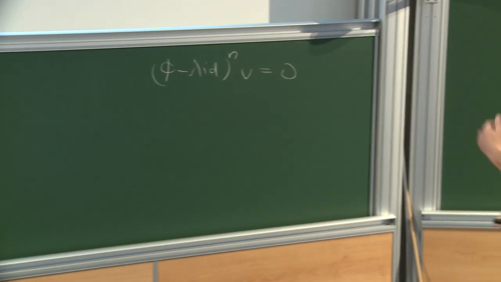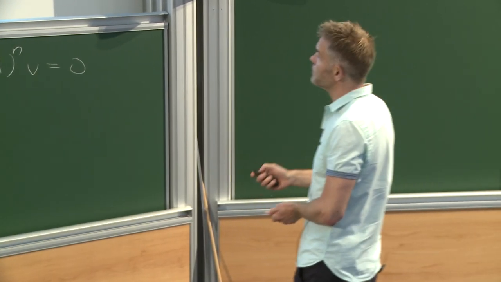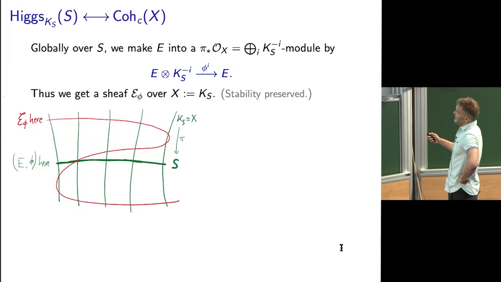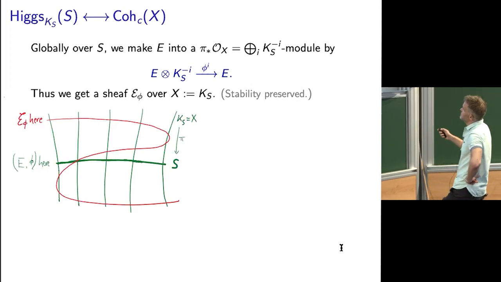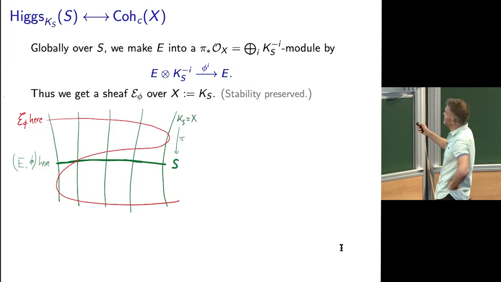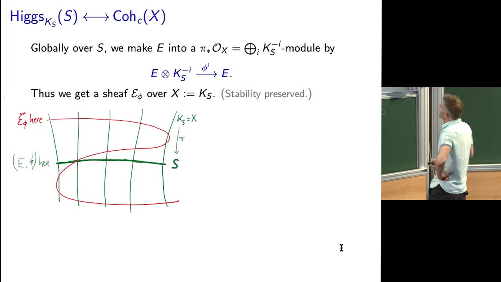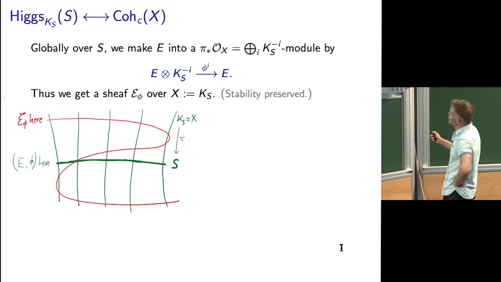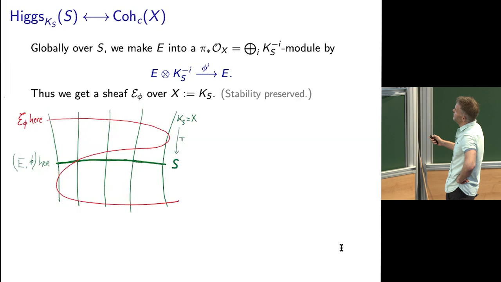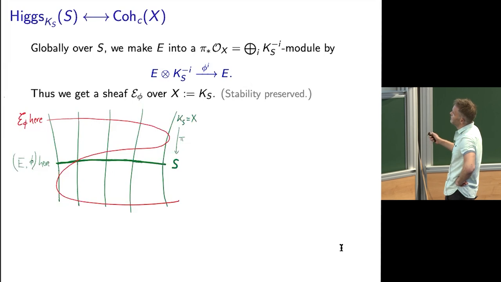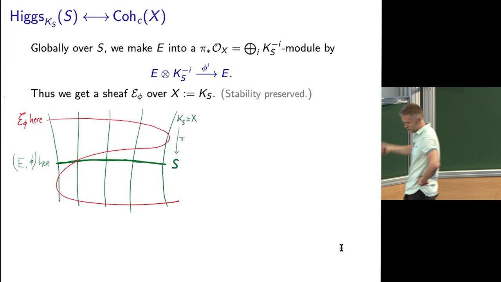Okay, so now we want to do this rigorously and globally. So globally, what we do is we take our sheaf E on S with its Higgs field phi, and we make it into a pi star OX module. So we push down the functions down the fibers, and we get this. This is just a polynomial ring in X, always think over a point. And you make it into a module over this by using phi to the i. That's how you describe the action of this graded ring on E. And it's all commutative because phi commutes with phi to the i.